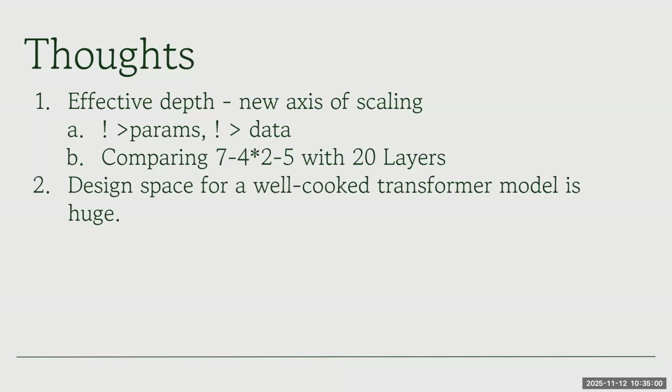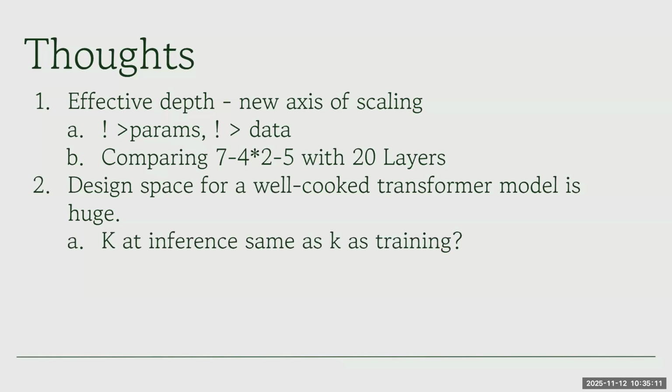Another major theme for how I'm thinking about this is that the design space for a looped transformer seems to be quite huge. For example, this paper did not mention it specifically, but is the number of iterations you have at inference the same as the number of iterations you have at training? For most of the results they were talking about in the model, they showed k equals 5, but the main result they were trying to show was k equals 2.